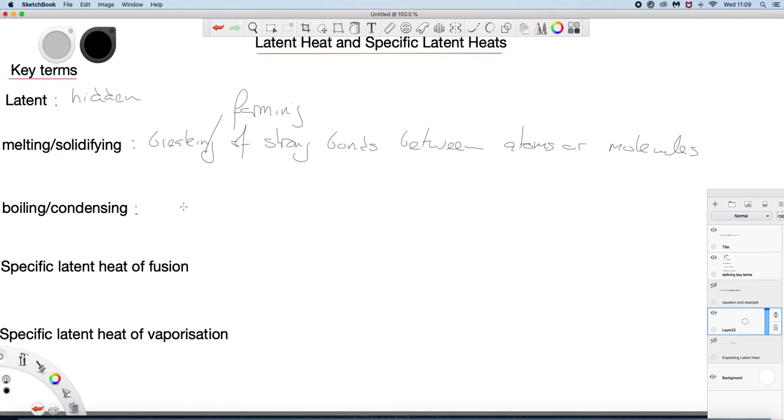Whereas boiling or condensing is about moving the molecules or atoms further apart into a gas, or closer together. Now, there are weak bonds between atoms or molecules in a liquid. And in an ideal gas, in a perfect gas, there are no forces at all between the molecules except when they collide. So you are breaking weak bonds here, but primarily you are moving those molecules further apart, or in condensing, you're bringing them closer together.